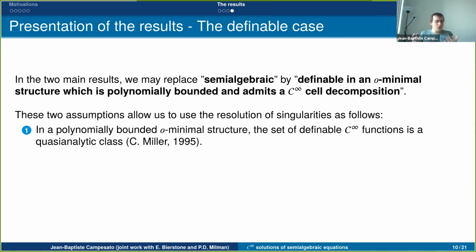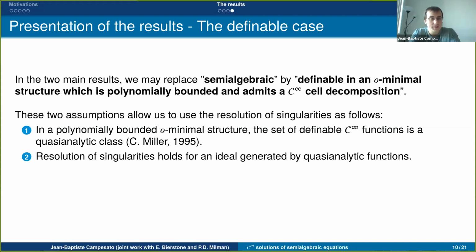There is no non-zero flat function. So you cannot have a function like exponential to the -1 over x², whose Taylor expansion at 0 is equal to 0, whereas it is non-zero except at 0 in a neighborhood of 0. So that's the meaning of quasi-analytic. We do not have non-zero flat functions.